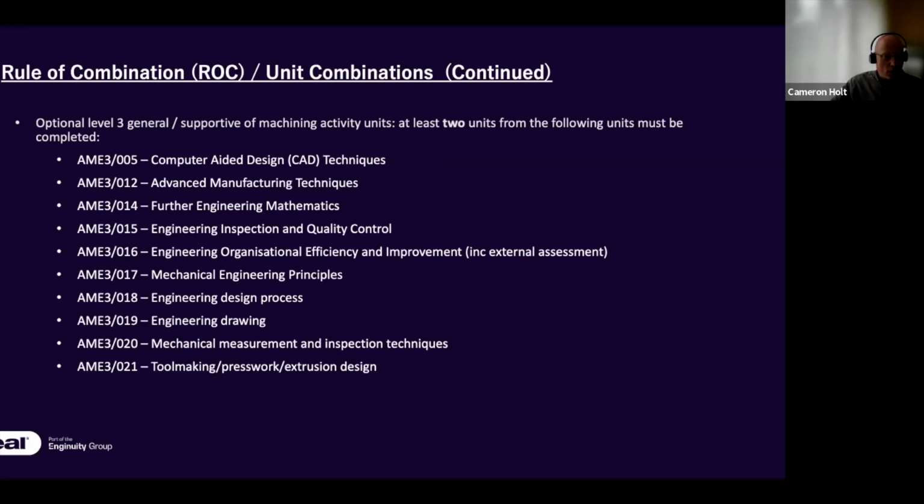And then what you've got is supportive units, and you're looking to select 2 units from those, which is the CAD. There's an advanced manufacturing techniques, which is these units you'll be familiar with as coming from the existing diploma in machining. So all the way down to unit 18, which is in the existing level 3 diploma in machining. But then what we've added from the AME qualification, to give some more flexibility, is a unit of drawing, mechanical measurement and inspection techniques, and then tool making, press work. So more options than what's in the existing diploma in level 3 machining is what we've got in this extended version. Next slide, please, Rob.